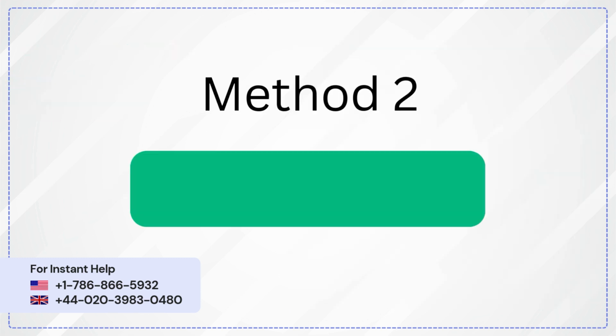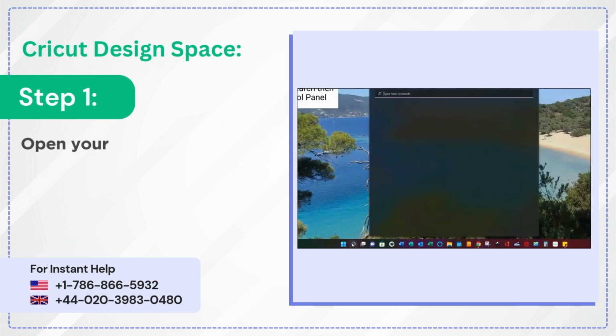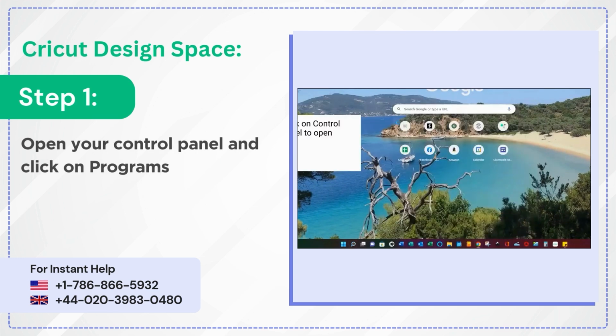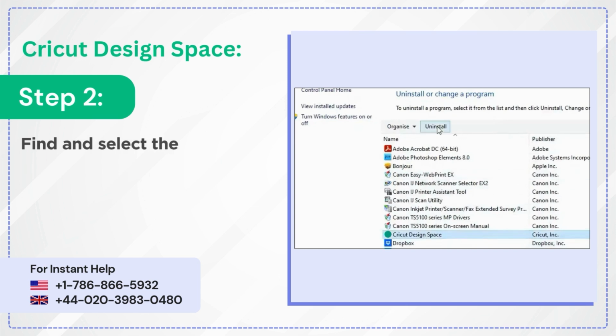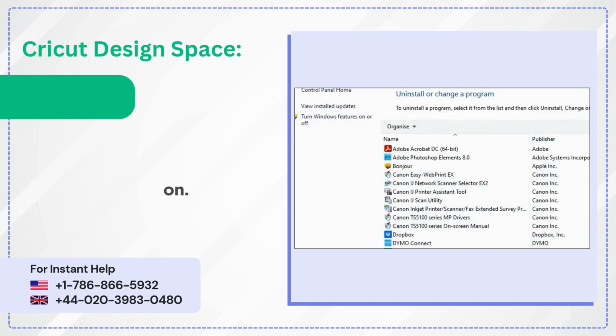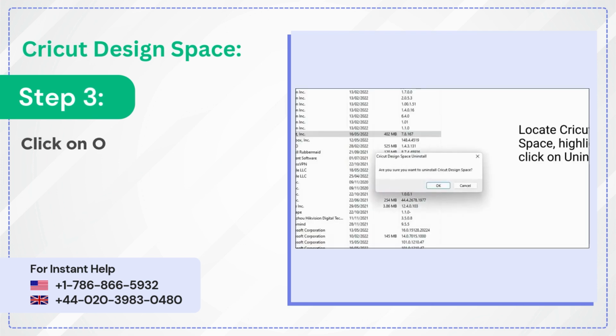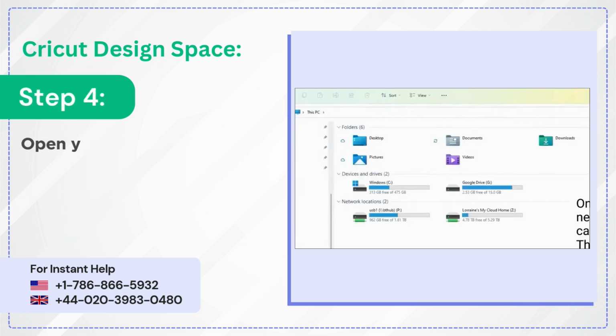Method 2. Reinstall the Design Space app. Step 1. Open your control panel and click on Programs and Features. Step 2. Find and select the Cricut Design app, then click on the Uninstall button. Step 3. Click on OK to uninstall. Step 4. Open your Windows C.